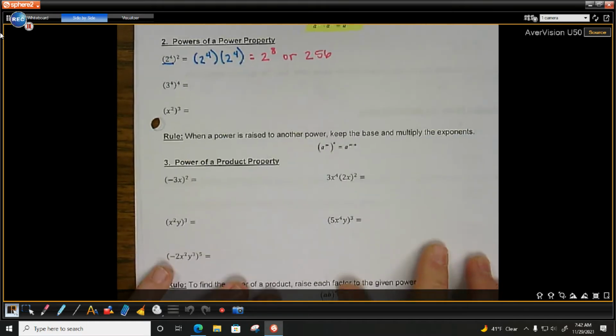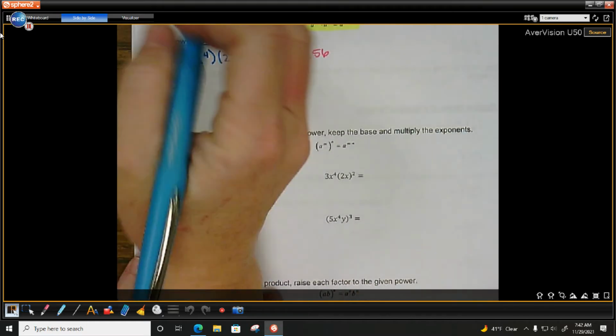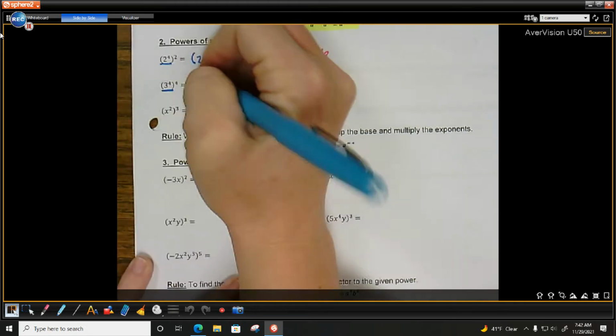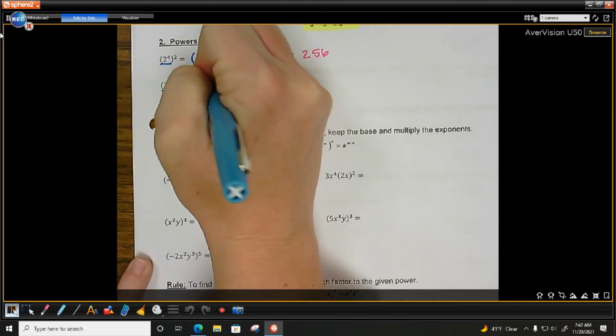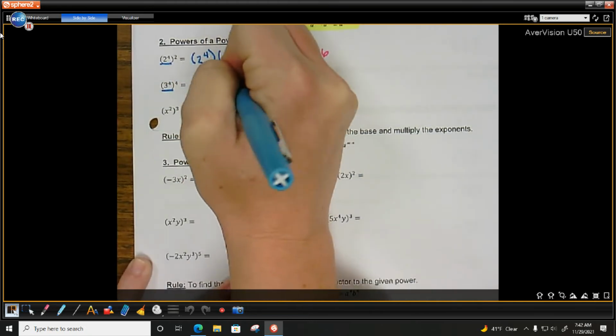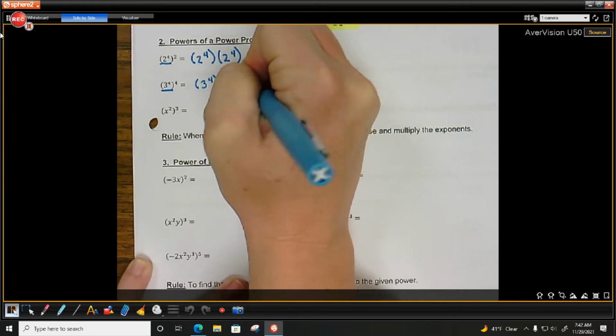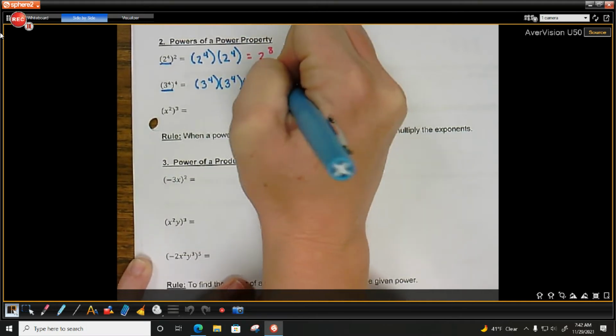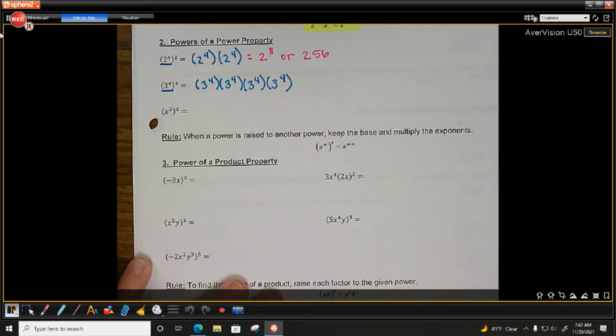I have parentheses to the 4th power. So how many times am I writing the parentheses out? 4 times. So 3 to the 4th, 3 to the 4th, because remember, exponents tell you how many times you have something multiplied by itself. So I have parentheses to the 4th power, meaning I have the parentheses times the parentheses 4 times.